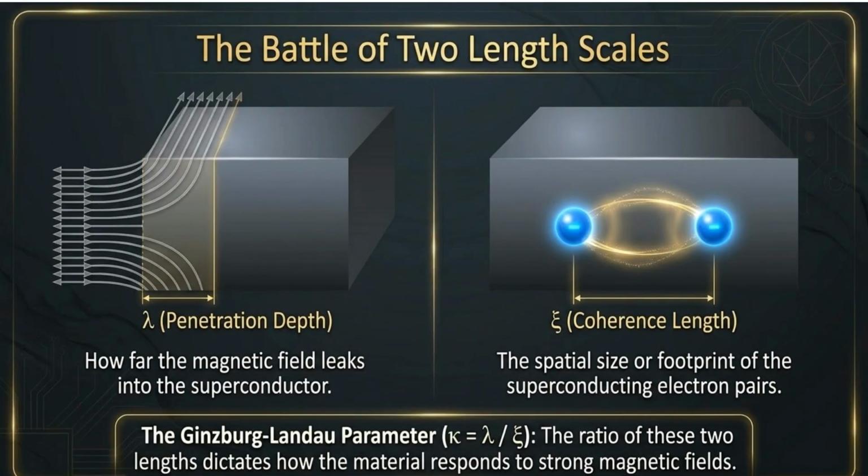Superconductivity involves a battle of two length scales, the penetration depth, lambda, and the coherence length, psi. Psi represents the spatial size of the superconducting electron pairs, known as Cooper pairs. The ratio of these two lengths, the Ginzburg-Landau parameter, dictates how the material responds to strong magnetic fields.